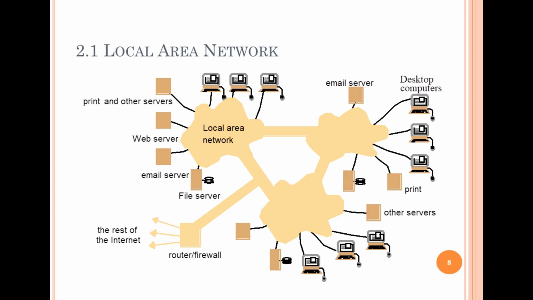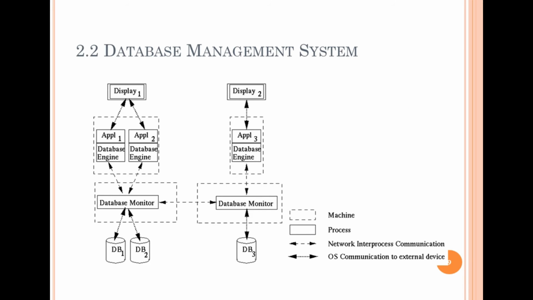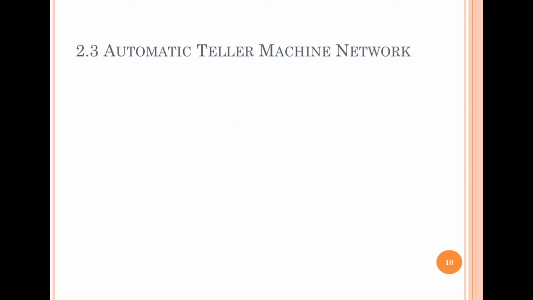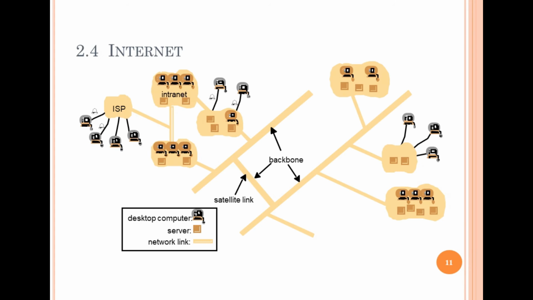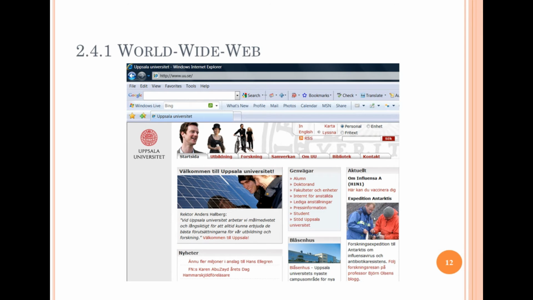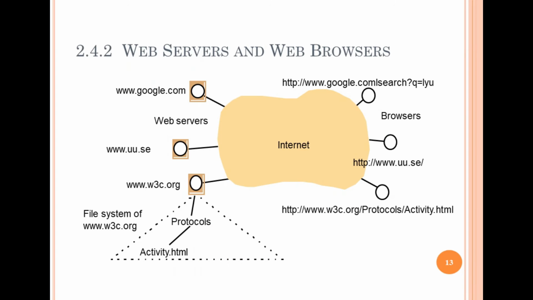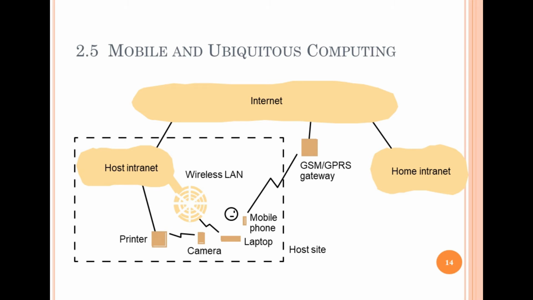Here is the diagram of local area network, and this is the diagram of database management. This is the diagram of automatic teller machine network, and this is the diagram of internet, and this is the diagram of web, and the last one web server and web mobile and ubiquitous computing.